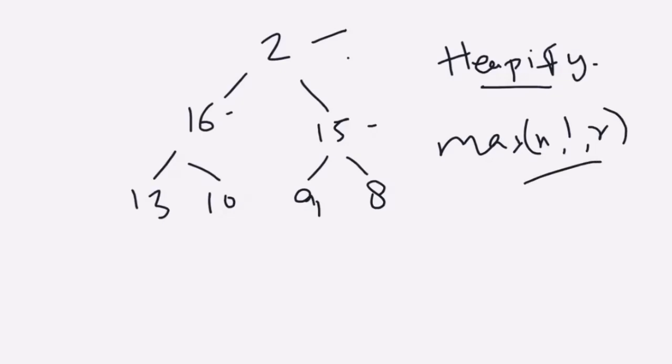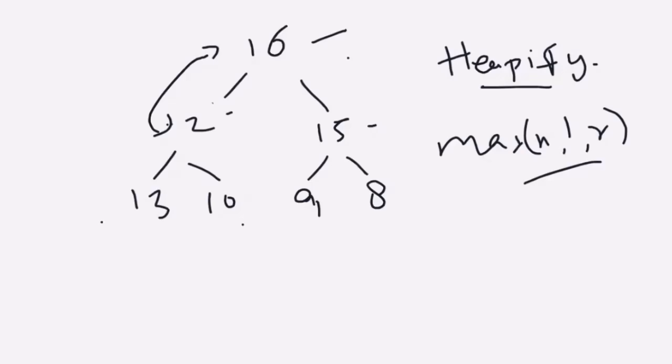Whichever is the maximum element, we swap the node with that maximum element. So here we have 16 as the maximum element. We'll swap 2 and 16. So this will become 2 and this will become 16.